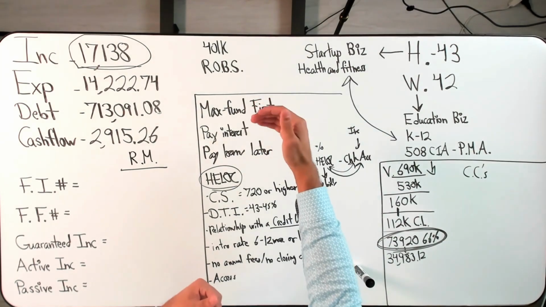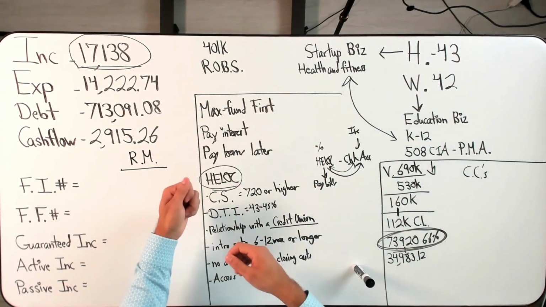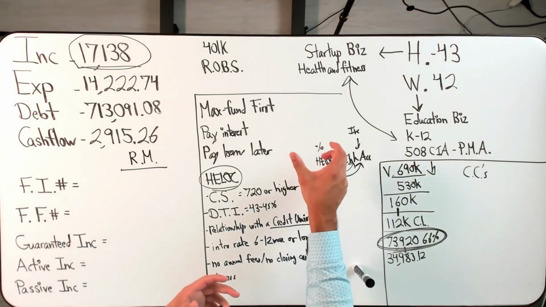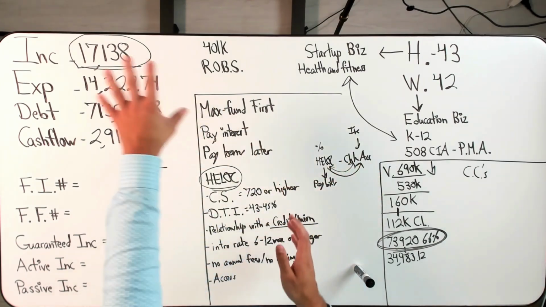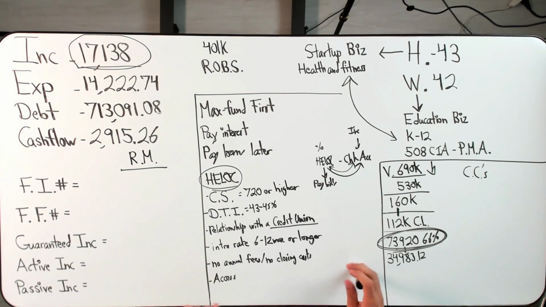Continue to max fund. Make sure you pay the interest out of pocket. Don't let your policy pay the interest. We could pay the loans later. The cost of money to carry those loans isn't as much as the other debts that we have going on. Okay. A couple of things right here I think you're really going to like.